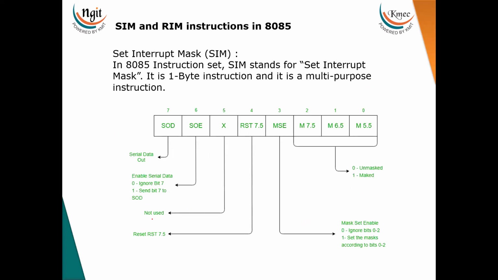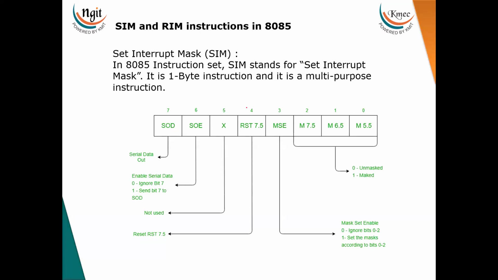Now we will see the RIM and SIM instructions. These interrupts can be set, and their status can be read, by using the SIM and RIM instructions in 8085. So first is SIM. SIM is set interrupt mask. By using this instruction, we can set the interrupt masks, and also we can send data serially out by using the SOD pin of the microprocessor.